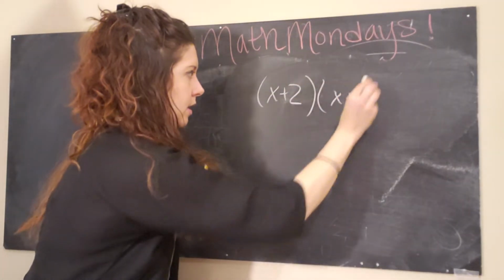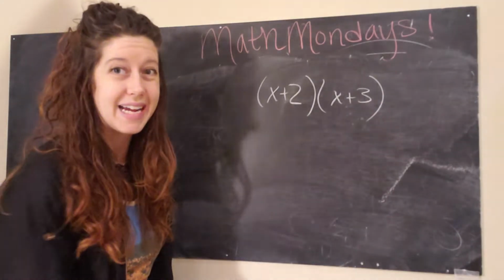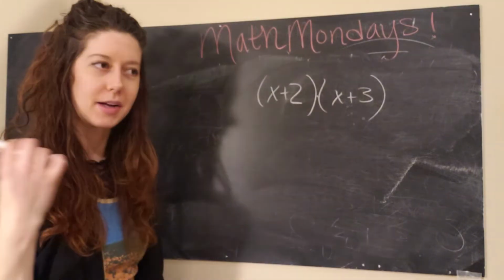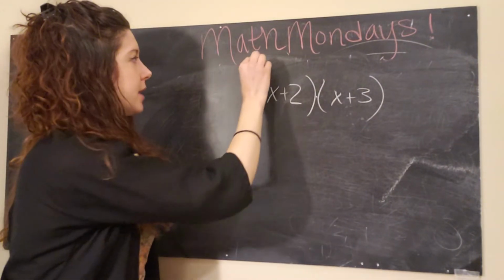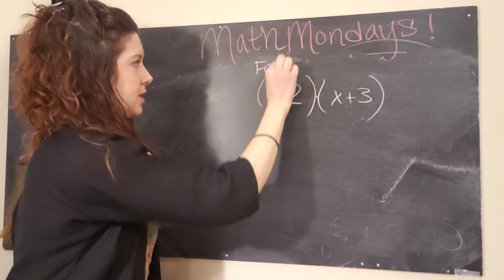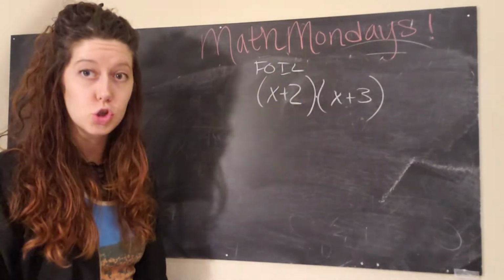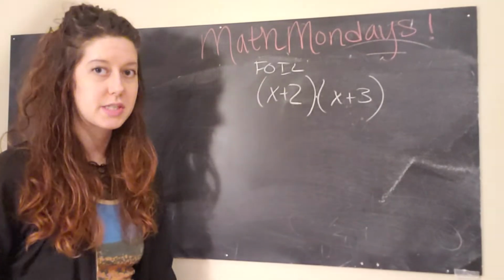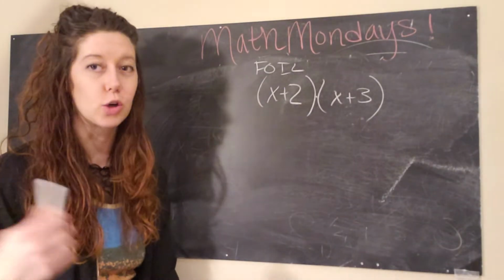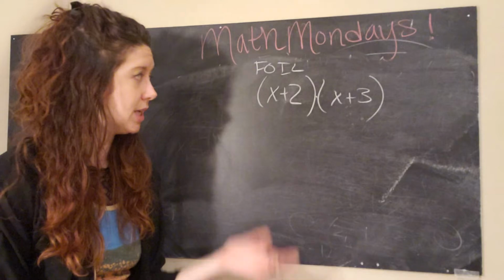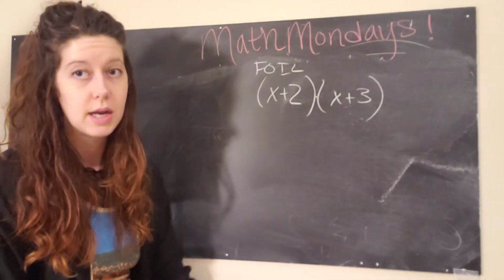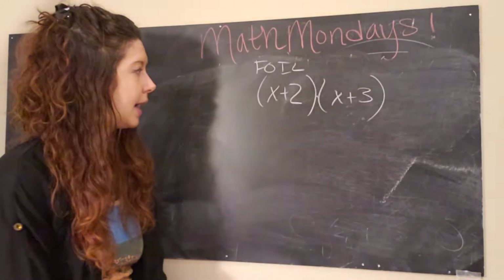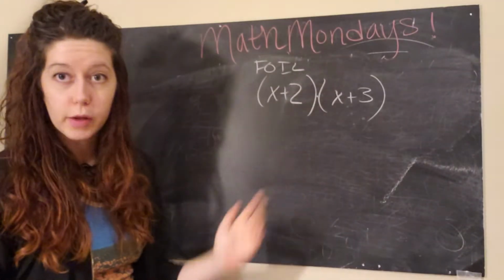So let's say we have x plus 2 times x plus 3, with a little dot in the middle to symbolize multiplication. I had a teacher tell me the technique of FOIL one time, and it's super handy. I think it's still used. FOIL stands for first, outer, inner, last. It's a procedure to multiply the terms in a polynomial with a second polynomial. So let's run through that.